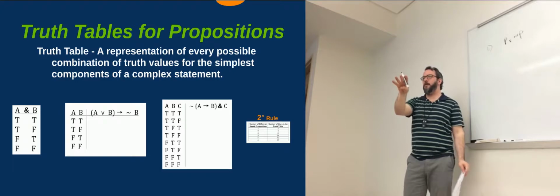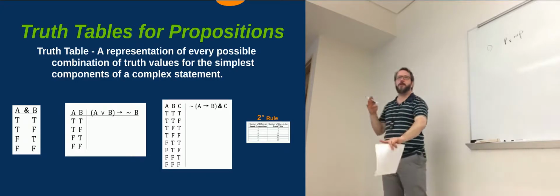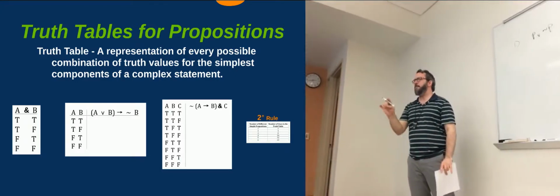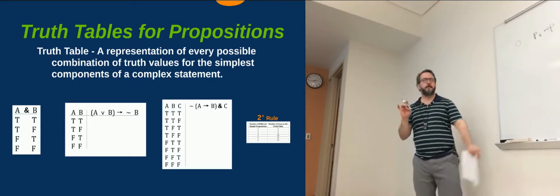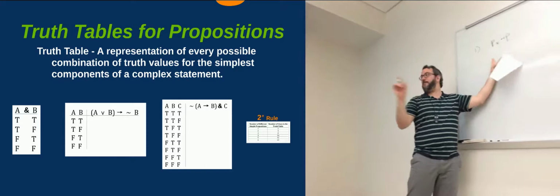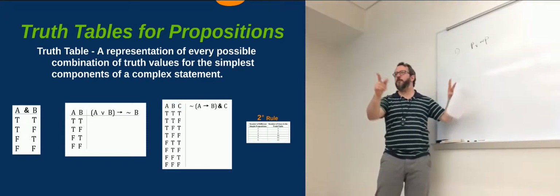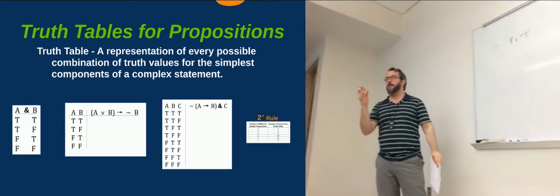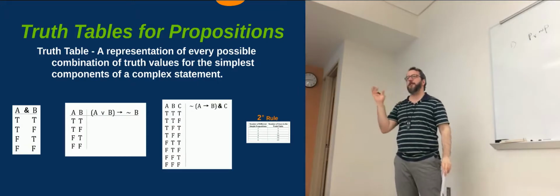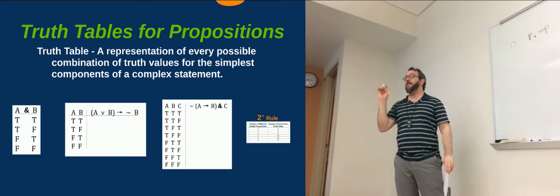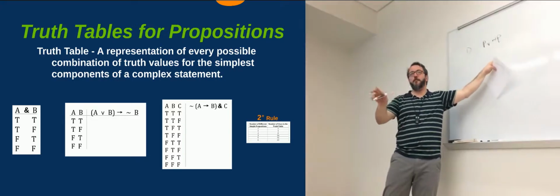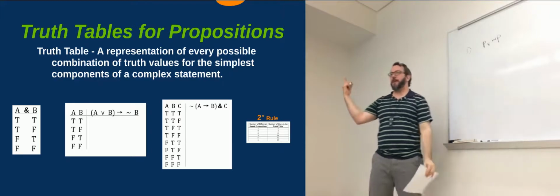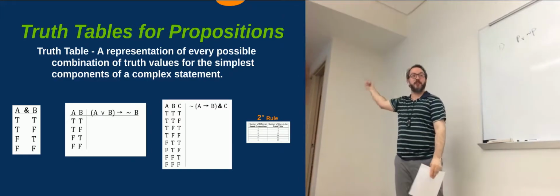I see somebody saying 4. I heard somebody saying 2. Which is it? How many simple component propositions are in this? 2, I hear? I heard somebody say 1. What are the 2? True and false? No, true and false are not simple propositions. My simple propositions are the letters in this. There are 2 P's, but that's just P twice, right? I don't have P and Q, right?